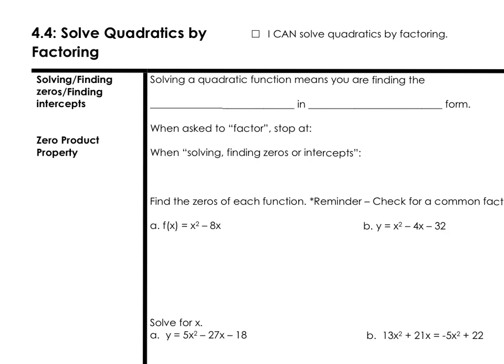Now that we've practiced factoring as a means of converting from standard form to intercept form, let's put that to work for us by solving quadratics by factoring. Solving quadratics, finding zeros, and finding intercepts are synonymous. They mean we're going to be doing the same thing. When asked to solve a quadratic function, you're really just trying to find the x-intercepts, similar to what we did when we graphed in lesson 4.2. And factoring puts us in intercept form.